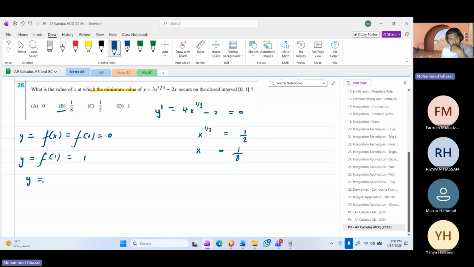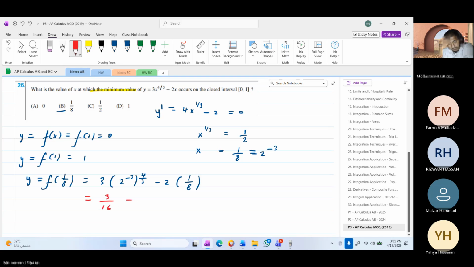And if you substitute y equals f of 1/8, now remember this graph is only from 0 to 1. If you substitute 1/8 inside here, you're going to get 3 times, change the 1/8 into 2 to the power negative 3. I'll tell you why, because then it'll be easier to simplify. 4/3 minus 2 times 1/8, right? Let's check if this is actually giving you a minimum. So 3 times negative and negative cancel out. So that's 3/16. You understand why? Because 2 to the power negative 4 is 1/16 minus a quarter, right?